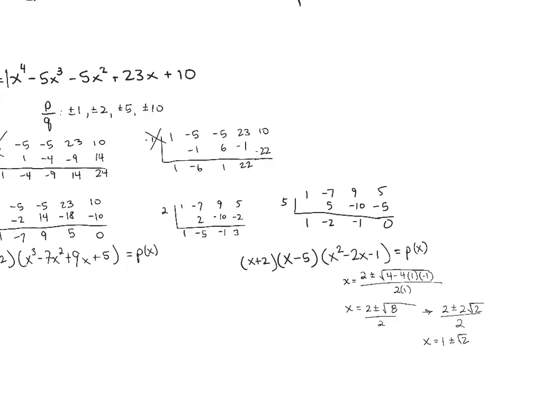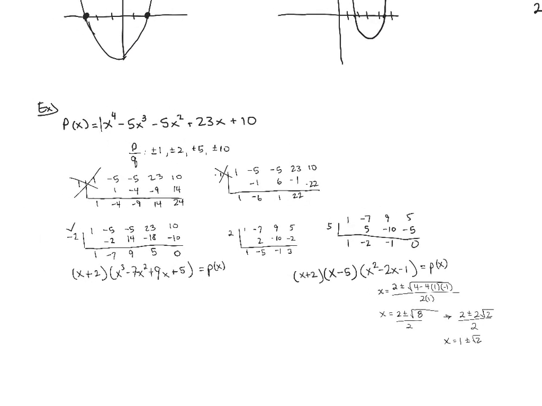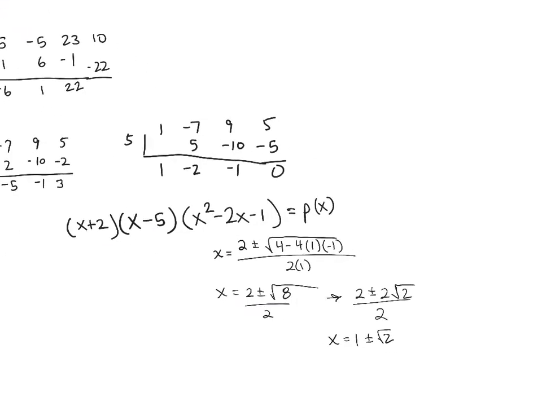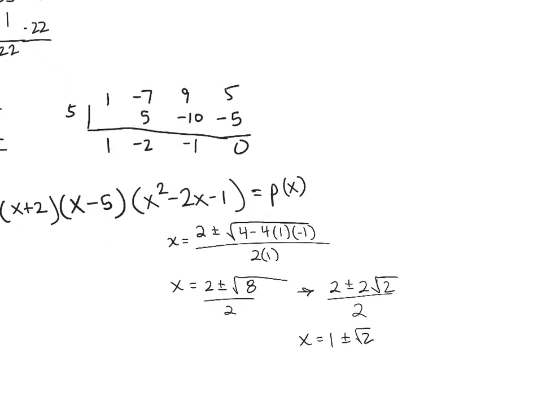So the directions here, actually I didn't have them written. The directions here would have just been find all zeros. This one wouldn't have been graphed because we ended up with zeros that were irrational. And typically you don't graph if you have irrational zeros.